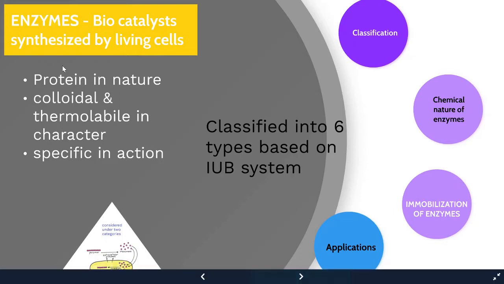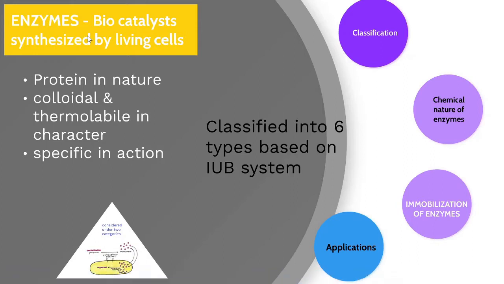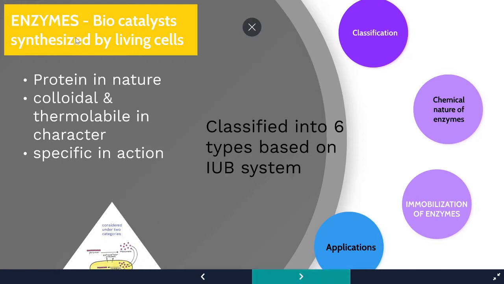So when these enzymes are used, if a particular reaction is happening in 10 minutes, with enzymes it could happen in even 2 or 3 minutes. So to enhance or speed up the rate of the reaction, we use the enzymes. So why do these enzymes have to be immobilized?